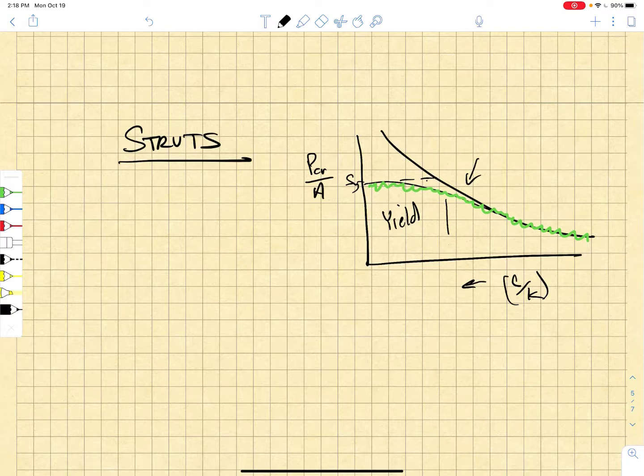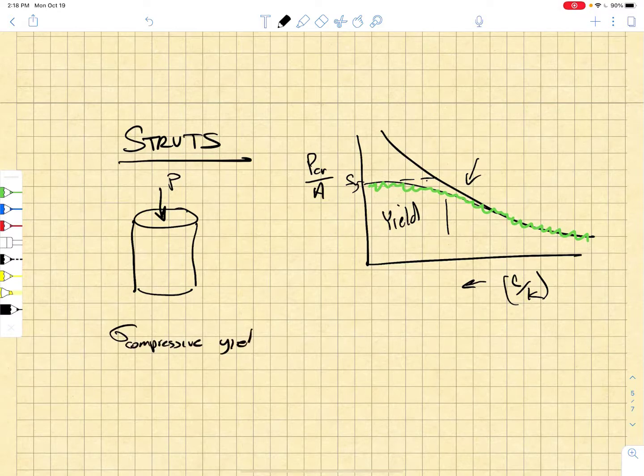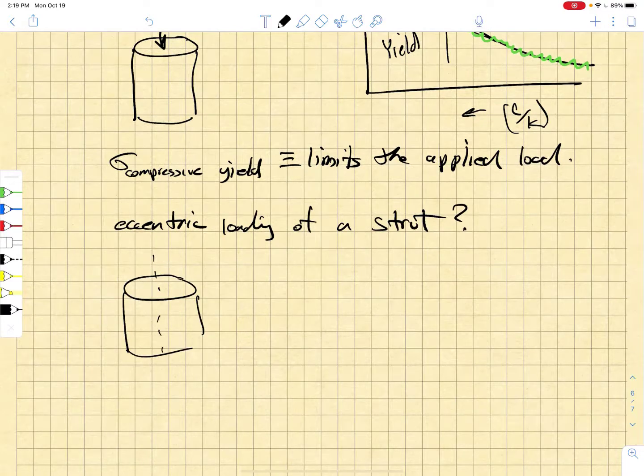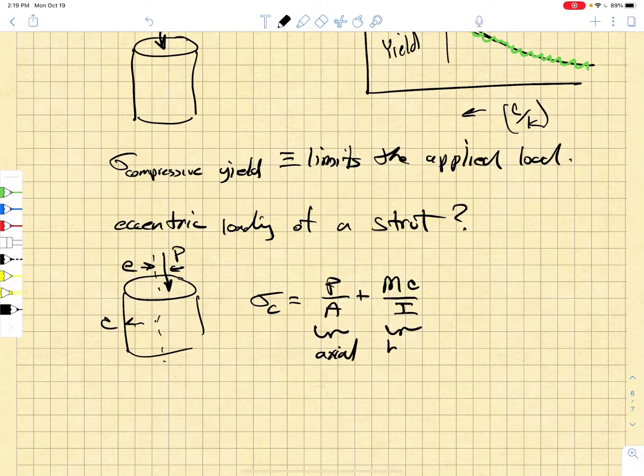So we're really looking at yield failure when we have short, stubby members. And if it's a centrally loaded strut and we're loading it in compression, then the only thing we care about is compressive yield. So that becomes our limit. But what if instead of loading it centrally, we have an offset loading? So what if we have eccentric loading of a strut? Here's the center line. Suppose we apply the load off from center by some amount e. Well, we know that the net compressive stress is going to be an axial compression plus a moment Mc over I bending term. So we have axial stress and we have bending stress.